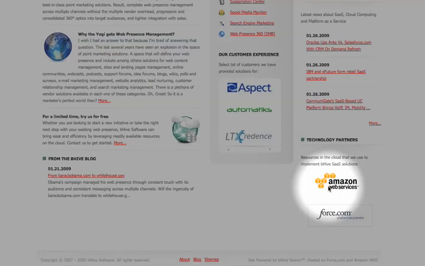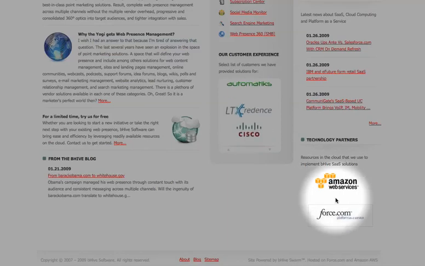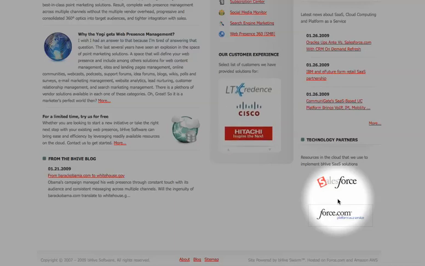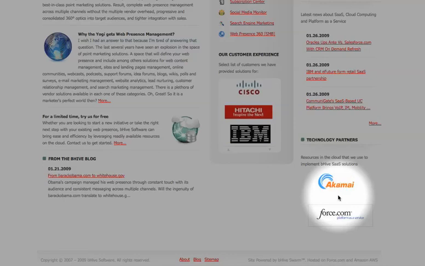Primarily built on Force.com and Amazon Web Services, bHive Swarm leverages the power of on-demand platform services from these two leaders to offer efficiencies for your web presence management.